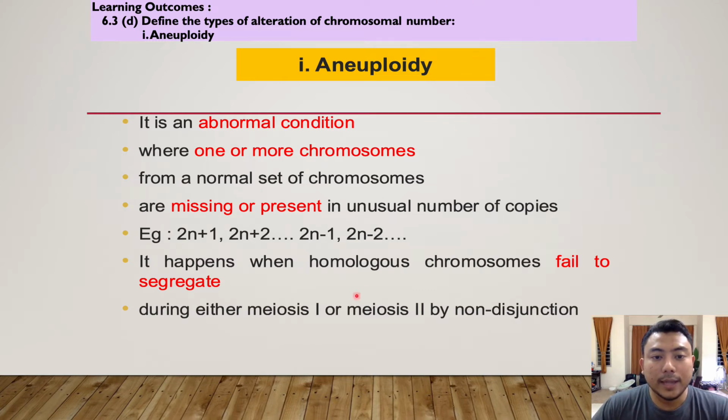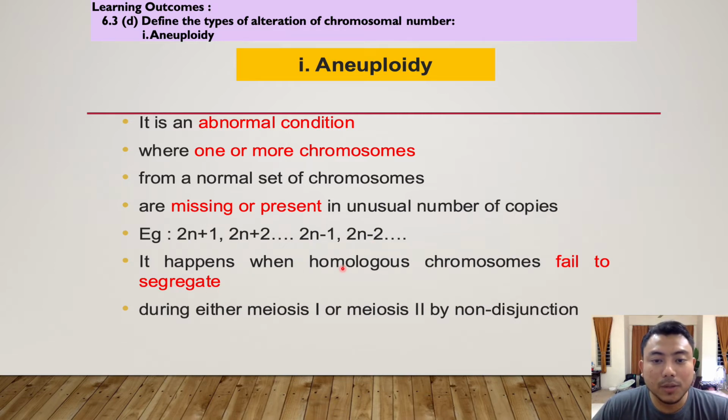But if we add 2 chromosomes, let's say from 46 jadi 48 tambah 2 kan? So that is 2n plus 2. On the other hand, if we lose 1 chromosome, dia akan jadi 2n minus 1. If we lose 2 chromosomes, sepatutnya jadi 46 jadi 44, we're going to call it as 2n minus 2.